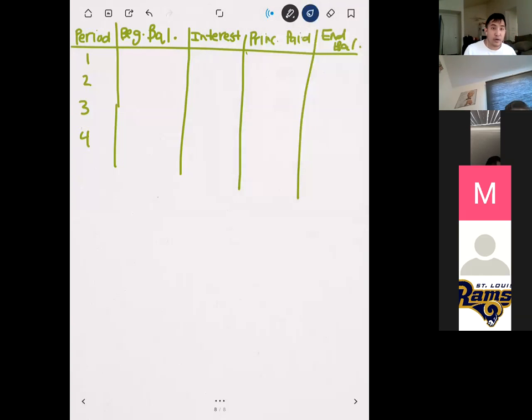Our beginning balance at period 1 is just going to be our initial balance on the loan. So our beginning balance here is going to be 2,400. And for our interest, remember, the way that we compute it is we take our beginning balance and multiply by i. So if we take 2,400 and multiply by 0.0025, we get $6.